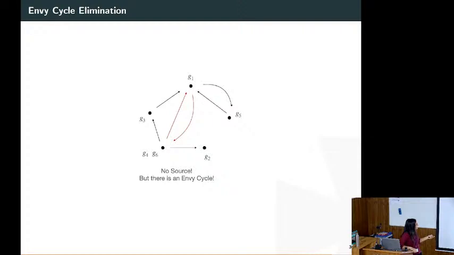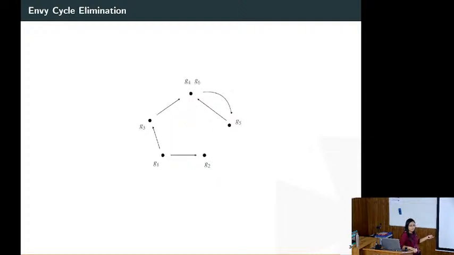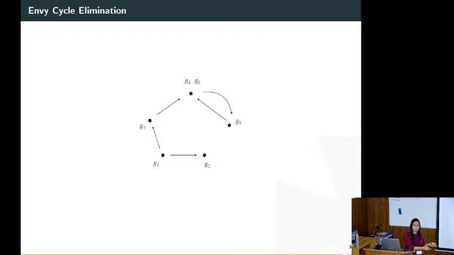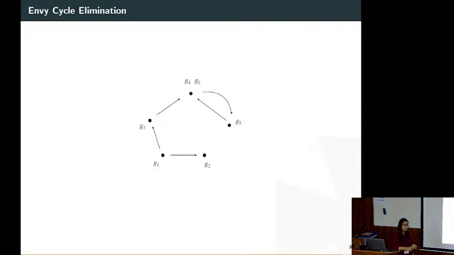If this happens, then just rotate these bundles, right? Exchange these bundles. So you will do that. Now neither this guy envies this and this guy envies this, right? The envy cycle is resolved. It is eliminated, right? Once it is eliminated, can you spot a source now? G1 again becomes a source, right? So you then continue this process, right? If you have a source, well and good, you allocate a good to the source. If you don't, then you will find an envy cycle, you eliminate that envy cycle, and then find a source, right?